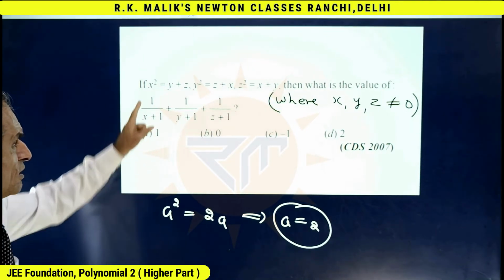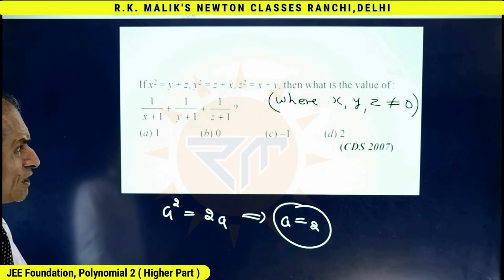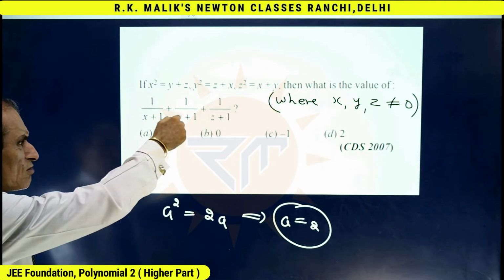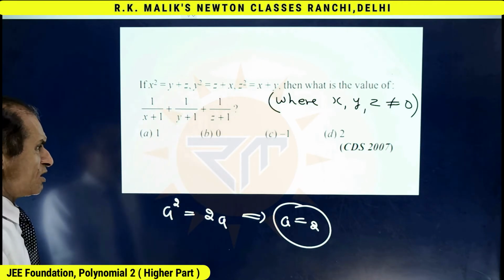Hence it is clear that these three equations will be satisfied if I take the value of x, y, z all equal to 2. And in that case this will become 1 by 3, this will be 1 by 3, this will be 1 by 3, 1 by 3 plus 1 by 3 plus 1 by 3 is 1.